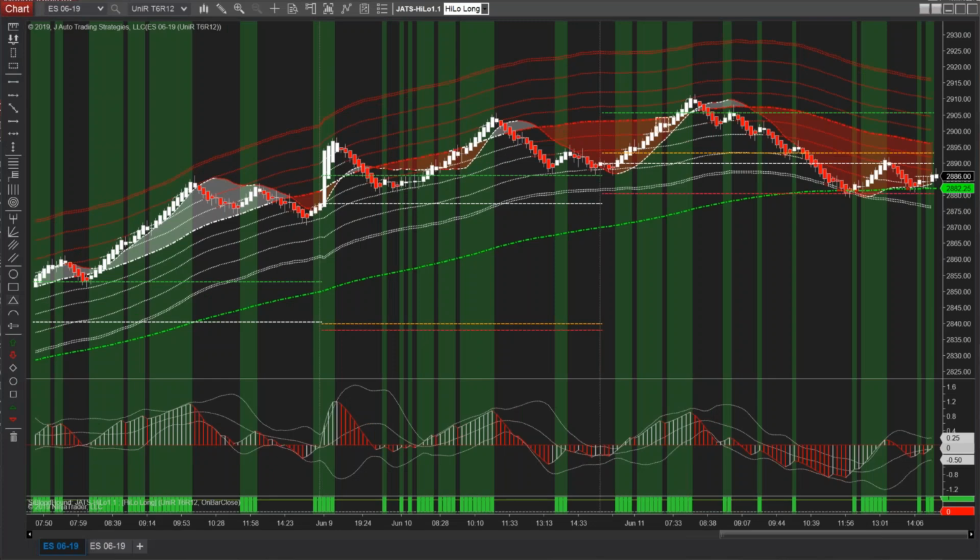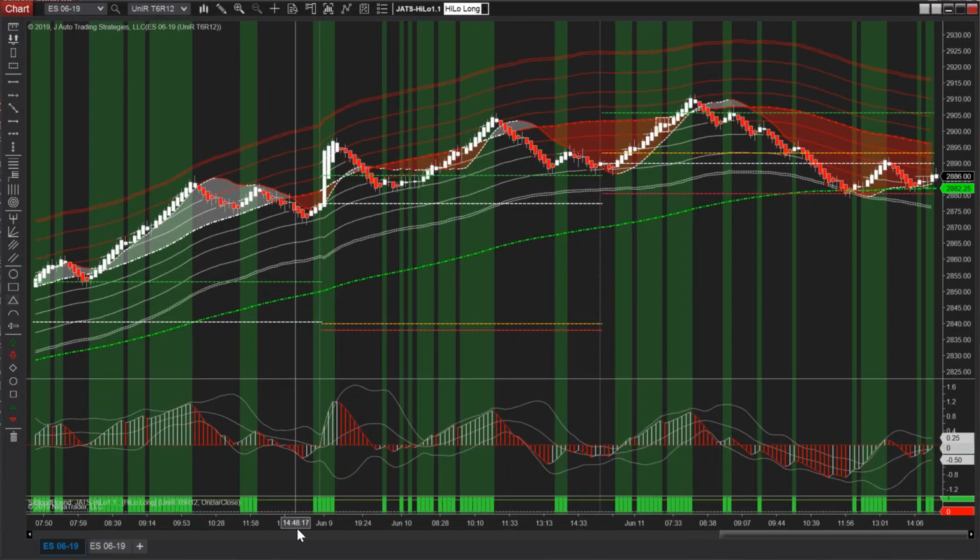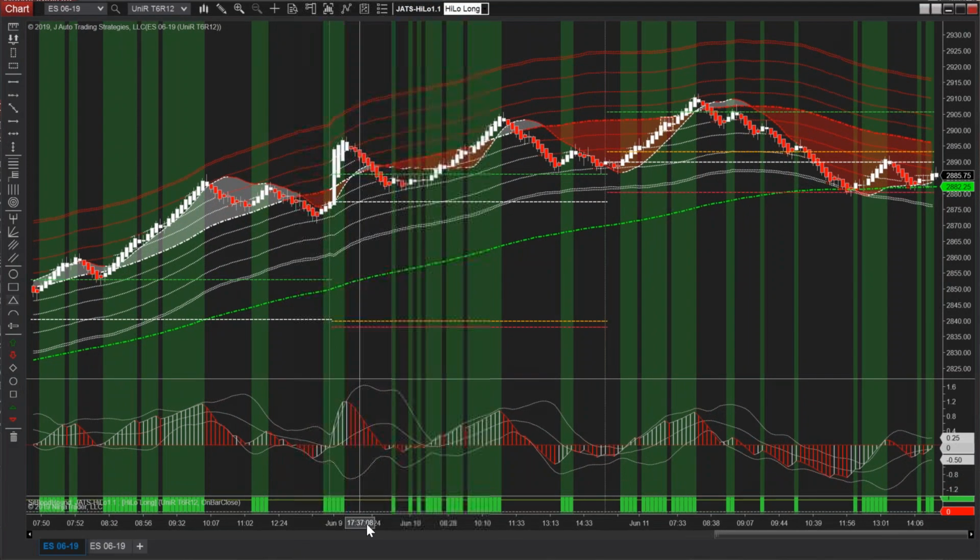Hey, good afternoon. It is Tuesday, June 11th, 3:12 p.m. I keep saying Wednesday, but it's Tuesday. Markets just closed. Take a look at the past couple of days of price action.